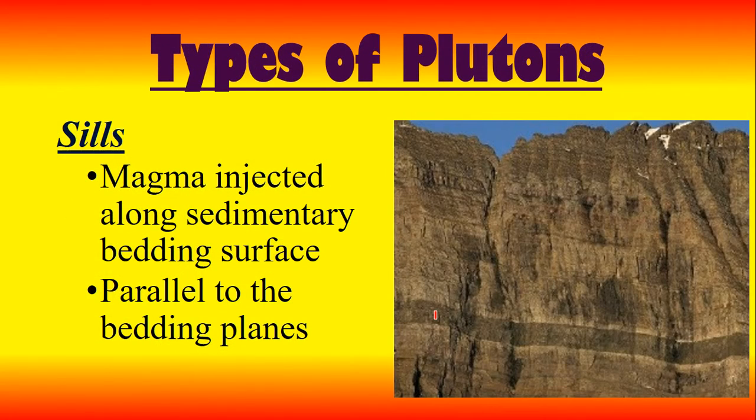All right. So sills. This is magma injected along a sedimentary bedding surface, usually parallel to the bedding plane. So I'm going to highlight it right here. This is a sill. It was injected parallel. You can kind of see there's one surface, there's another surface, parallel.